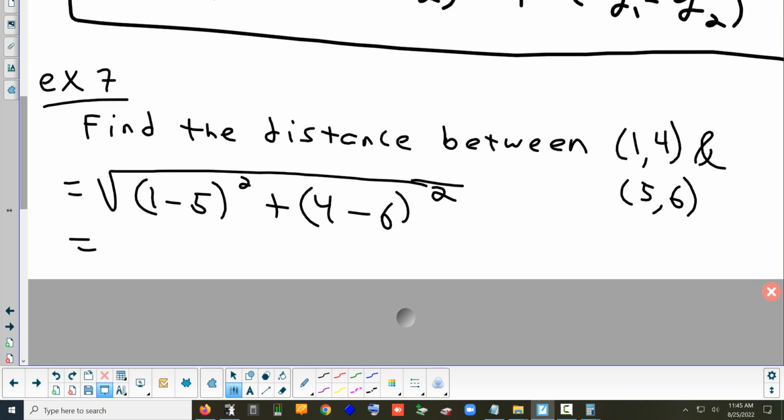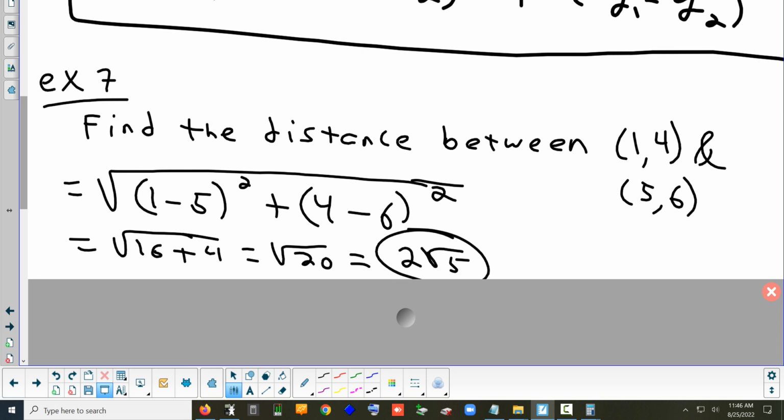So 1 minus 5 gives me, and then square it, 16 plus 4 minus 6 squared, 4. So that's the square root of 20. But because a perfect square divides into 20, we need to reduce that square root. I don't mean change to a decimal, just simplify. Yep. That would be 2 square root of 5. Good.